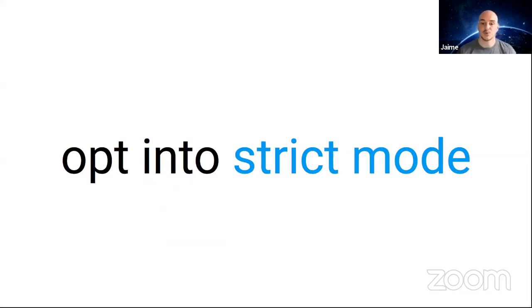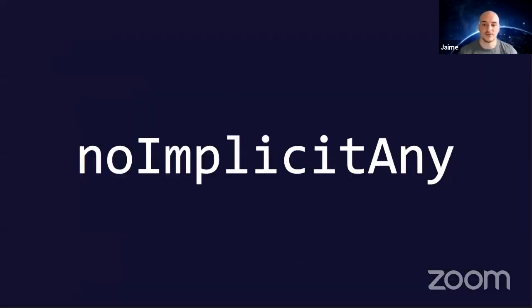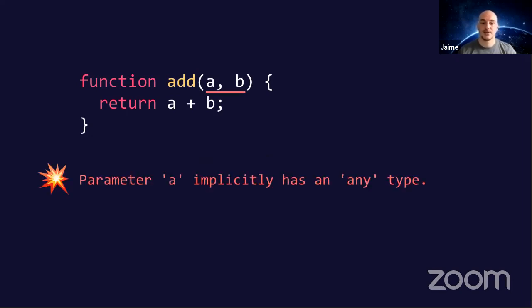So a recommendation is to opt into strict mode. Strict mode enables a bunch of flags that make the TypeScript compiler be more strict with your code and give you more complaints and nudges to improve the typing of your code. So it nudges you slowly towards type safety by giving you these errors, and this is a good thing. One example is no implicit any. So if we enable this, whenever you find something that is not typed, TypeScript would assume that it's any, then it would implicitly set an any type.